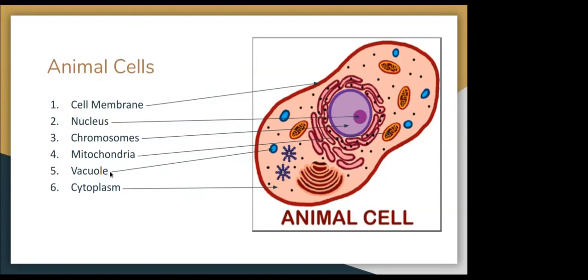Number 5, vacuole. In the plant, it was really large. In an animal, they have multiple small ones throughout. That's represented by these little blue dots.